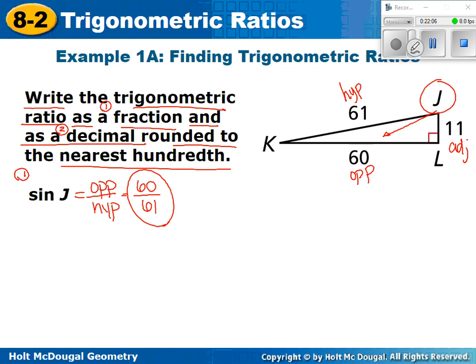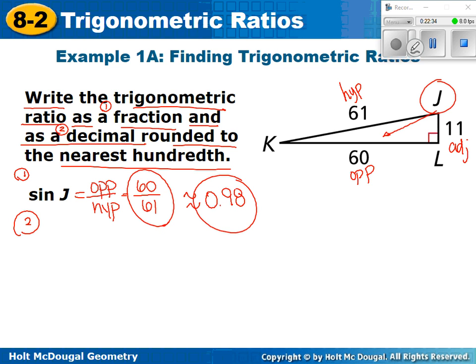Okay? The second thing it asks you to do is give that answer as a decimal rounded to the nearest hundredth. It's just asking for this fraction rounded to the nearest hundredth. So take your calculator, type in 60 over 61. What is it? 0.98. Everybody agree? So that's approximately 0.98. That's the second part of the question.